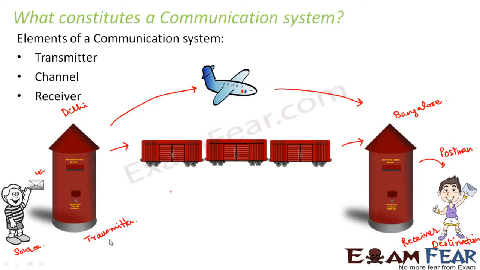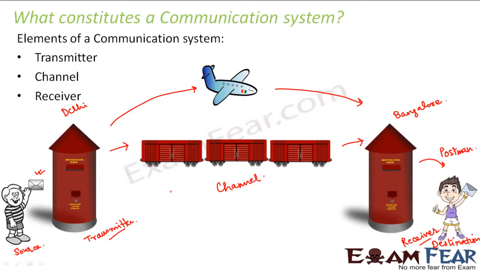Now, if you want the information to go from transmitter to receiver, so transmitter will send it, receiver will receive it. But there has to be a medium which will help the information to travel the distance between the transmitter and the receiver. There has to be something in between. So that medium is nothing but a channel. So what is a channel here? Here we can say that the rail is a channel.